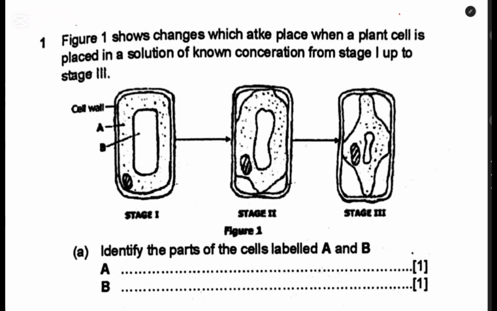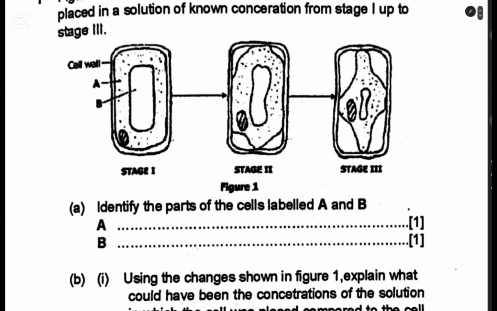All right, so this is the first question that we are going to answer. Figure 1 shows changes which take place when a plant cell is placed in a solution of known concentration from stage 1 up to stage 3. Let us analyze the diagrams. So this is what you are able to see. Now, the first question here is identify the parts of the cells labeled A and B.